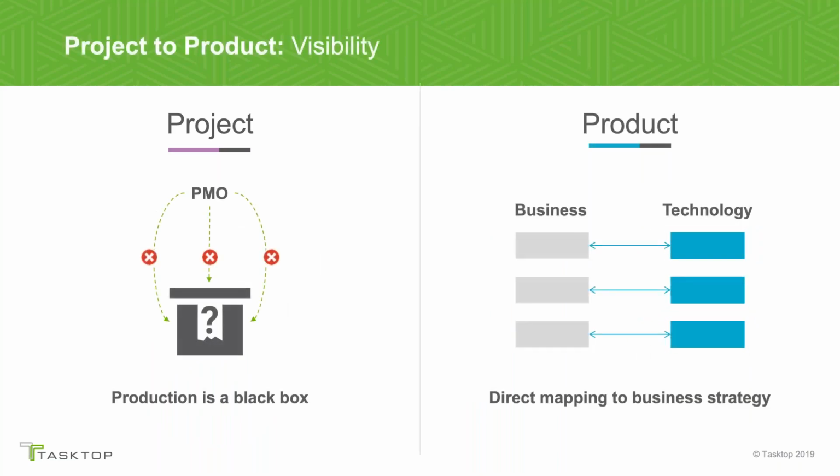For visibility in project management, the PMO has the visibility into it, but the business side really has no good visibility into what's happening. For product management, the business and the technology are talking all the time. They have good visibility. They're mapped to the business. They're mapped to the technology. So everybody is working hand in hand.